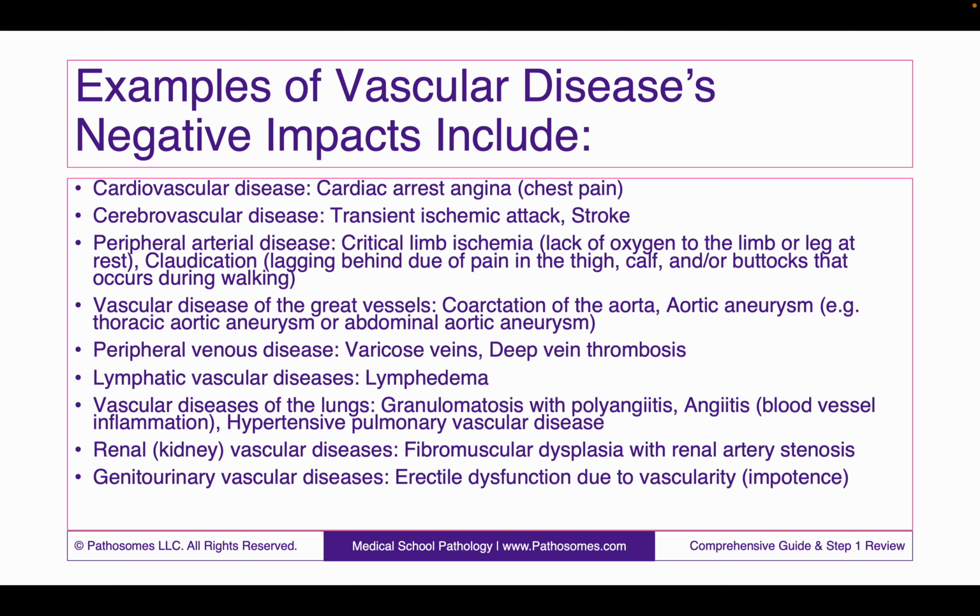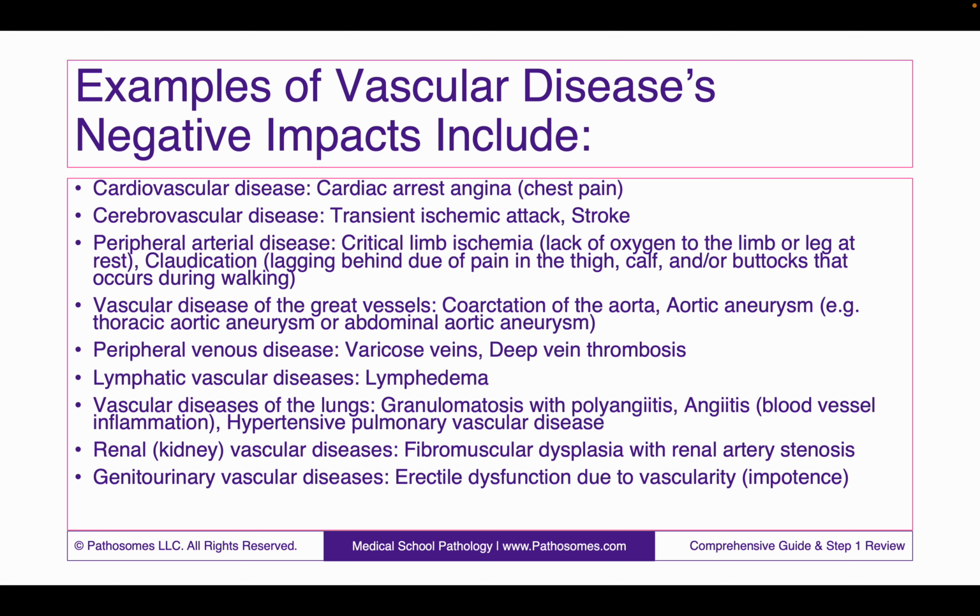Peripheral venous disease, like in a typical elderly woman who has these enlarged veins on her lower extremities, those varicose veins. Or, like we talked about earlier, our friend who was flying cross country or driving in the trunk, an elderly man carrying a little extra weight, a DVT, deep vein thrombosis. There's also lymphatic vascular diseases such as lymphedema. Vascular diseases of the lungs, which include granulomatosis with polyangiitis, or just angiitis, or vasculitis, or hypertensive pulmonary vascular disease.